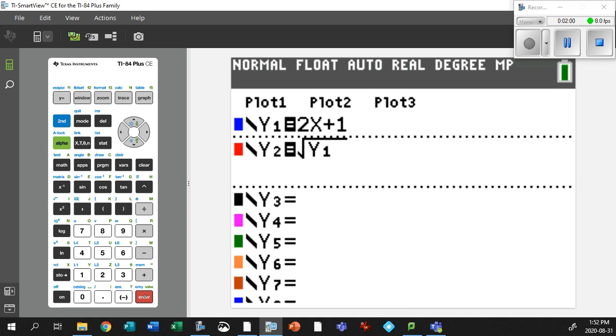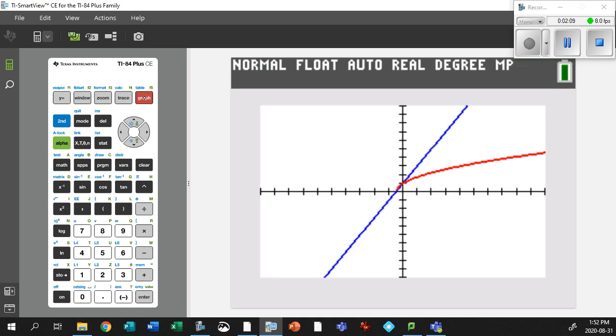So I'm going to take whatever was in Y1 and put it under the radical sign that we've got here, and now let's take a look and see what the graph looks like. And we're going to shop and compare here. Oh my, look at that. Very, very interesting stuff. Now, I'm going to pause this for a second.